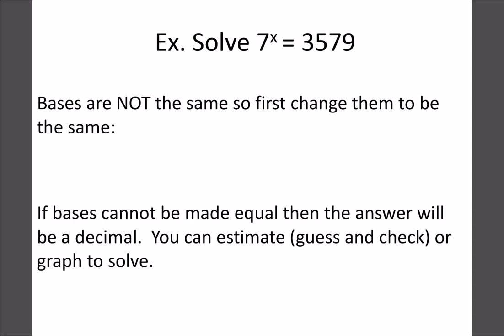Okay, here's another one. 7 to the x equals 3579. So this one's pretty tough. You can't figure it out in your head. So what you need to do is check to see what is 7 to the power of 4. So 7 to the 4 equals 2401. So that's too small. Let's try 7 to the 5.